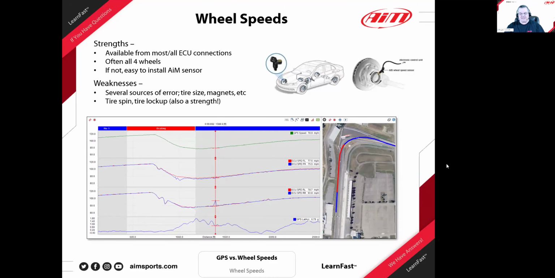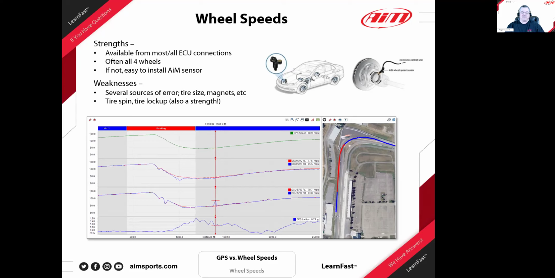Wheel speeds, strengths and weaknesses there as well. Strengths, it's available on almost all of your ECU connections. Certainly the production-based car ones. Not the racing ECUs, where it's just an engine-focused piece, may or may not have it. But all of your car ECU connections have it, often all 4 wheels. And we're going to talk a lot about that and look at some examples of why that's helpful. And if that's not there, you have the option of installing an AIM wheel speed sensor or 2. So that's going to be there as well.